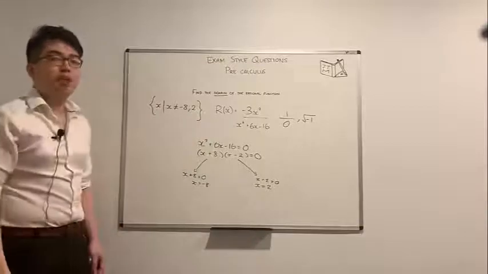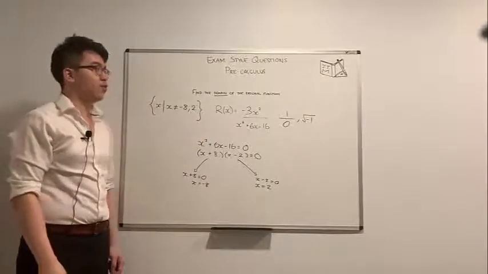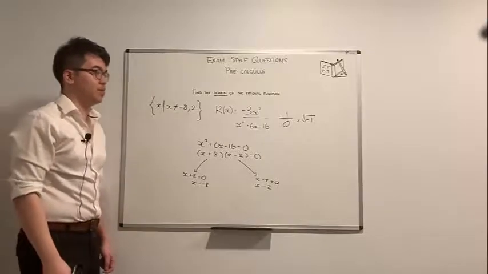This is the complete domain of the function r of x equals minus 3x squared over x squared plus 6x minus 16.